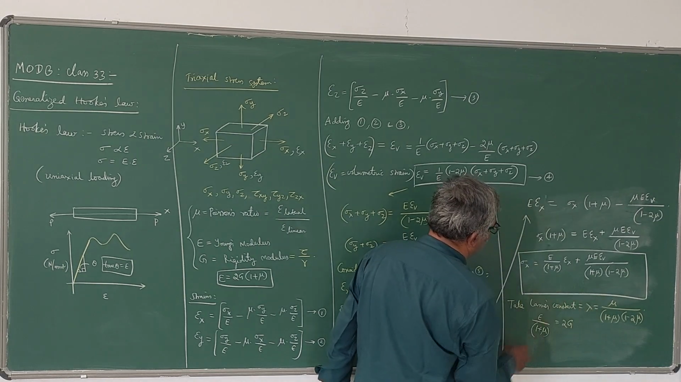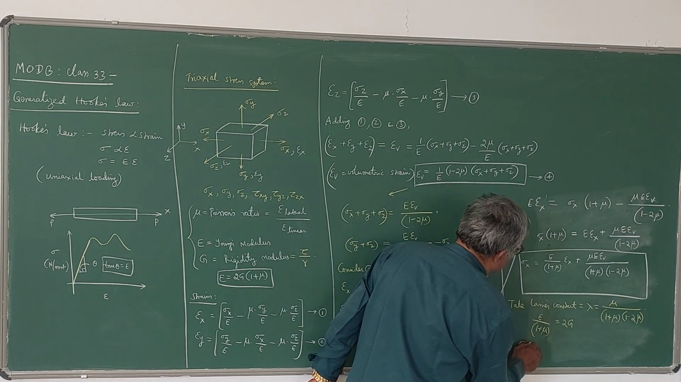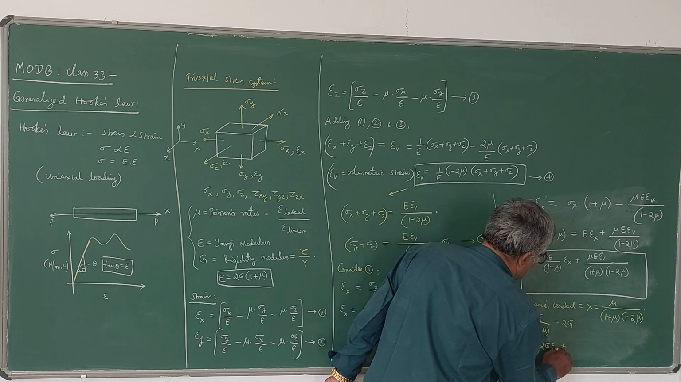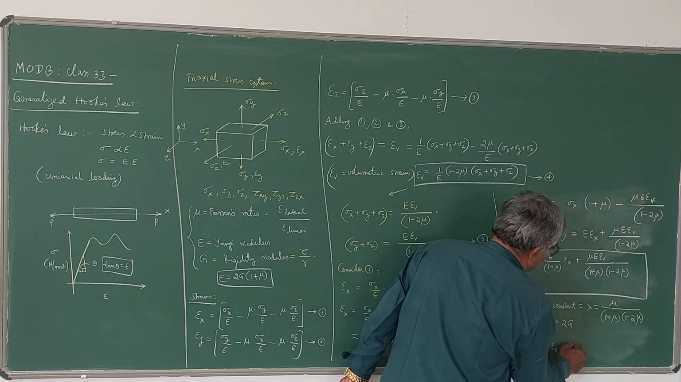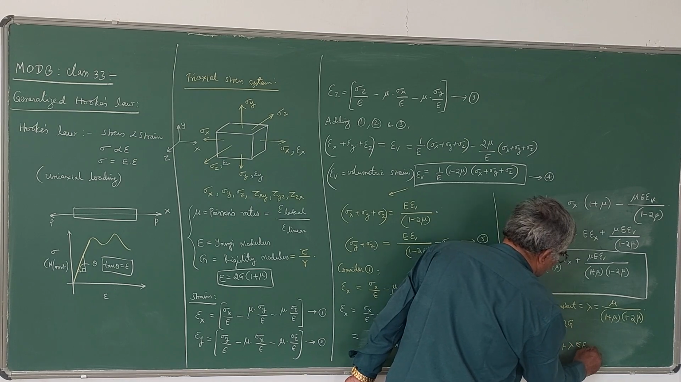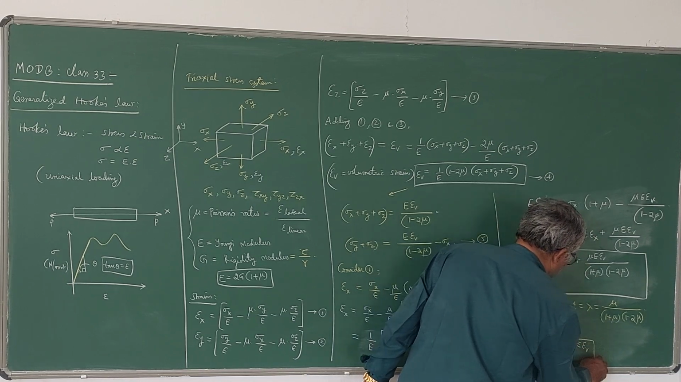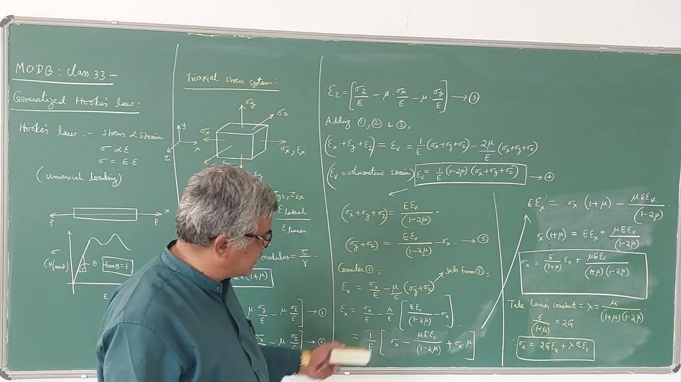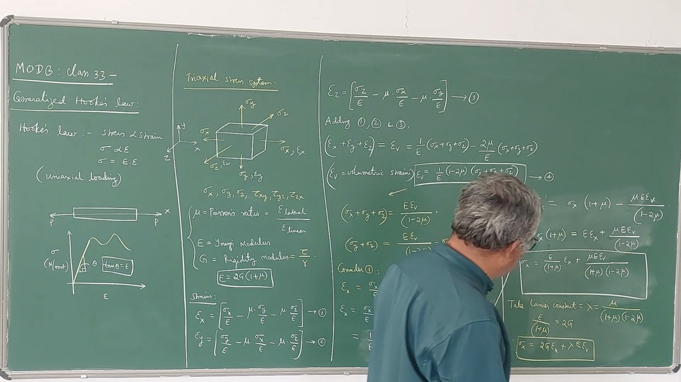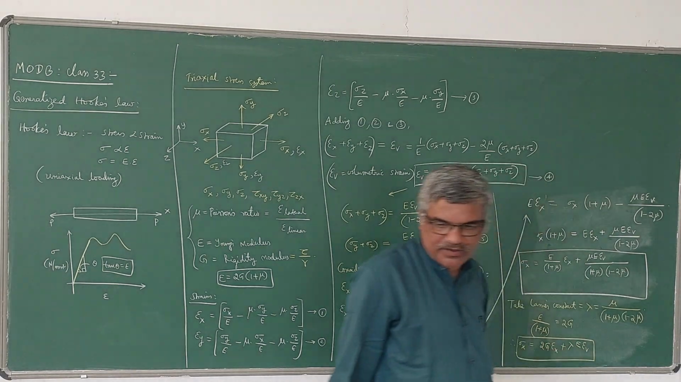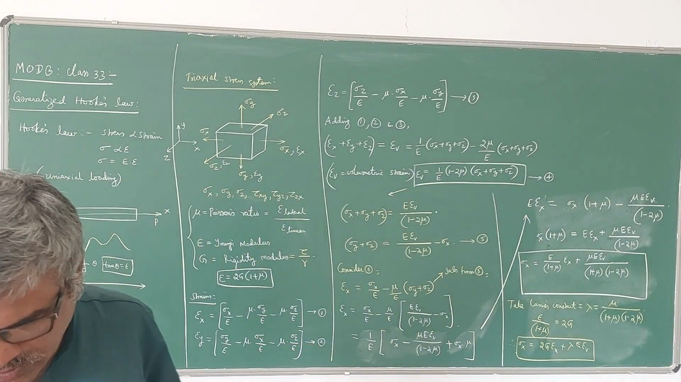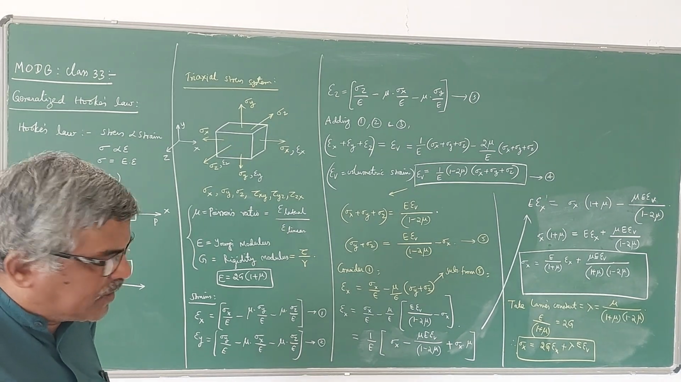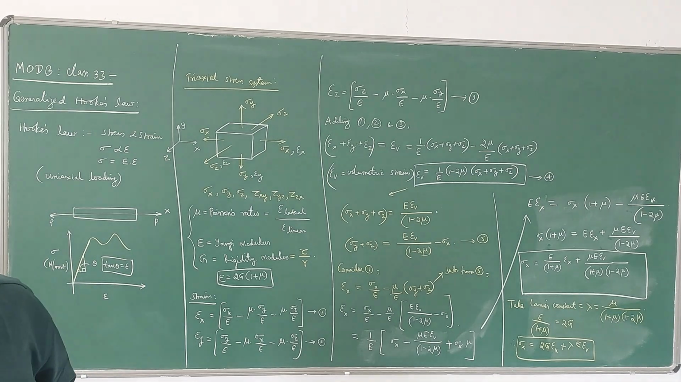So if you substitute these two things there, sigma x will be 2G into epsilon x plus Lame's constant lambda into E into epsilon v. This is the relation which relates stress sigma x in terms of volumetric strain and epsilon x. So sigma x is equal to 2G epsilon x plus lambda into E into epsilon v.